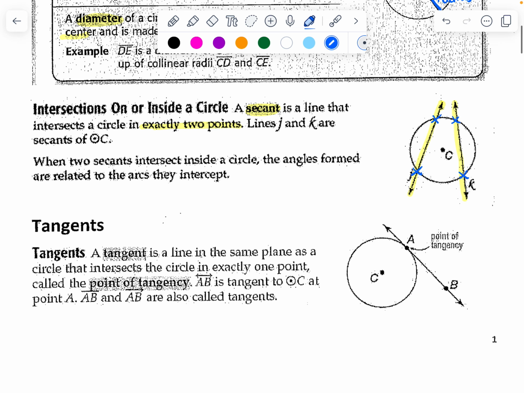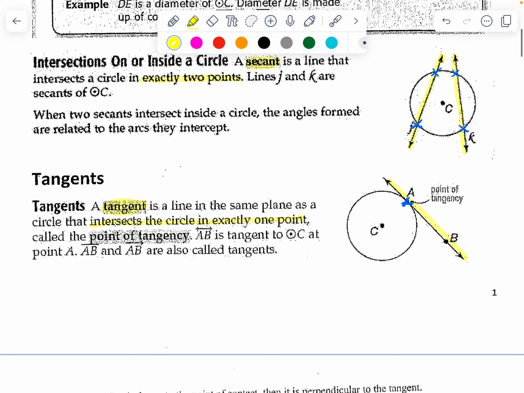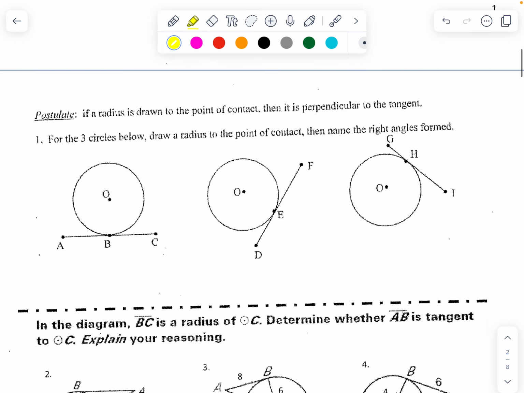The second type of intersection of a circle is what we call a tangent. We've heard that word before. A tangent specifically is any line that intersects a circle in exactly 1 point. So here is our point of tangency, and it only touches at 1 point. So it could be a line, it could be a line segment, or it could be a ray, but it only touches your circle at 1 point. Let's go ahead and turn the page after you get all of those highlighted.